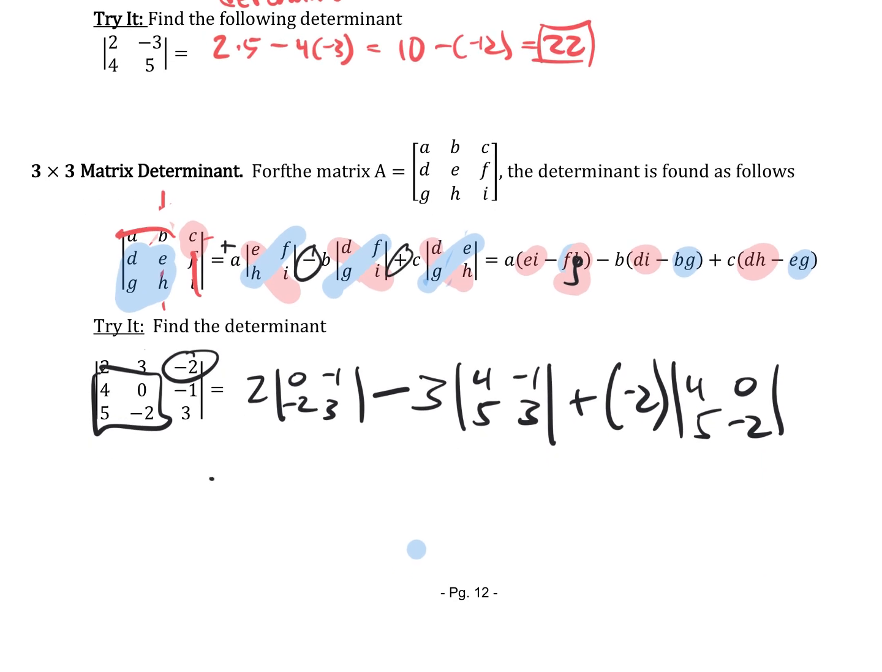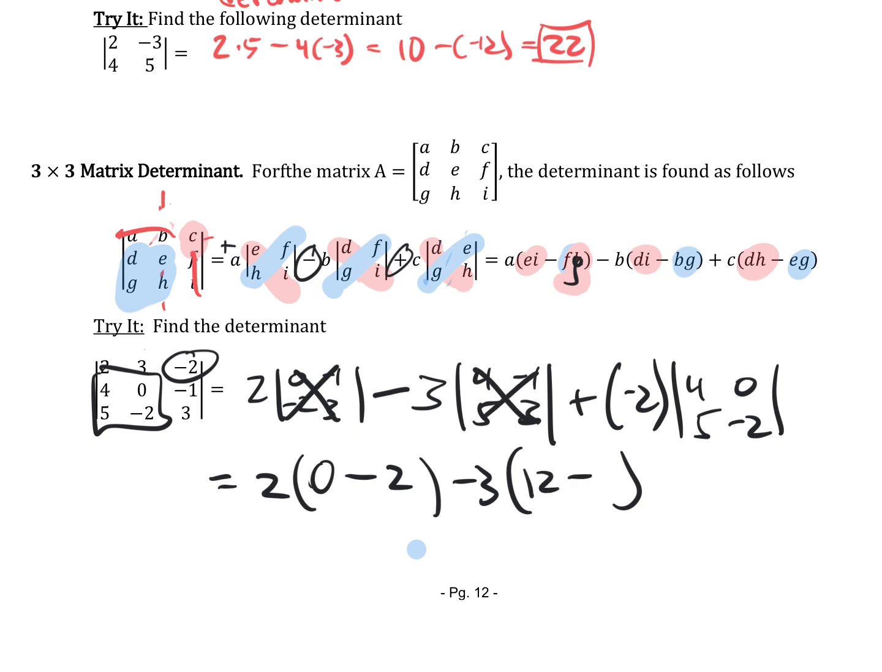And so that's going to be 2 times, now the 2 by 2 matrix is going to be 0 times 3 minus, here, let's go ahead and multiply these. 0 times 3 is 0. And then negative 2 times negative 1 is positive 2. Minus 3, and our determinant here is 4 times 3 is 12, minus 5 times negative 1, which is negative 5.